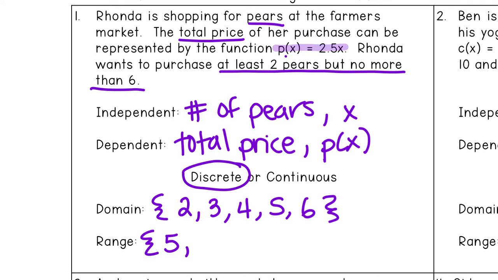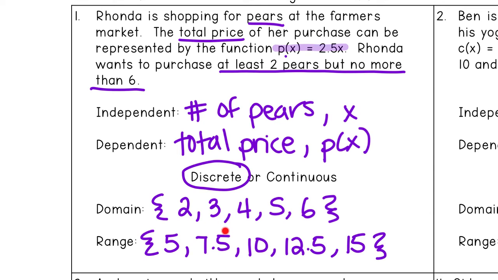Then what if she bought three pairs? So if I go and I put a three where that X is at, 2.5 times three gives me 7.5. And if I continue this way, I'd have 10, 12.5, and 15. So that is the range which represents the price. So it's a possibility that she would end up paying $7.50 if she bought three pairs, or if she bought six pairs, she'd pay $15.